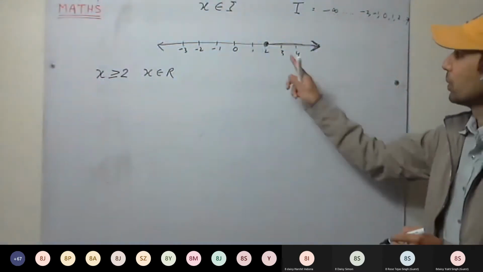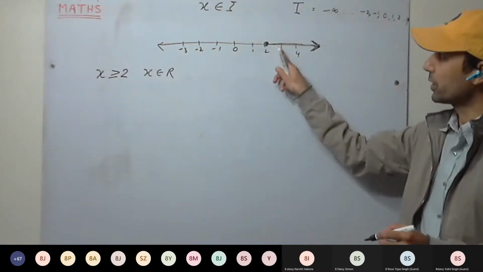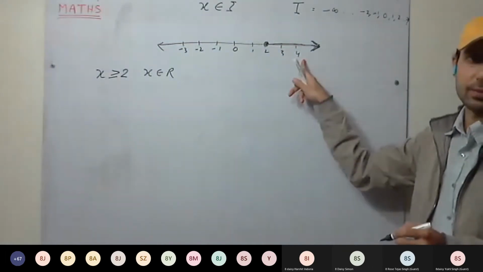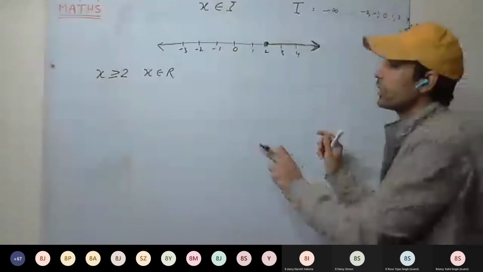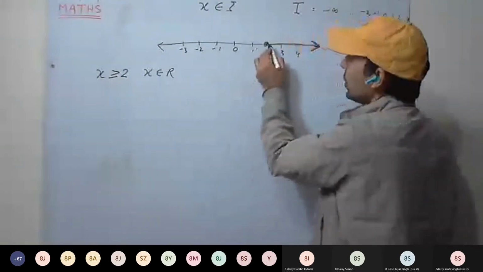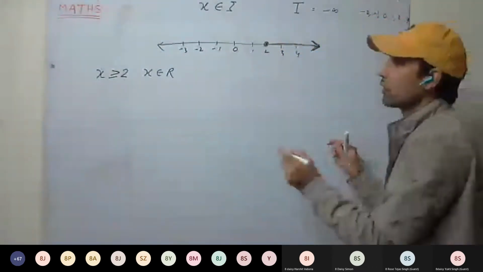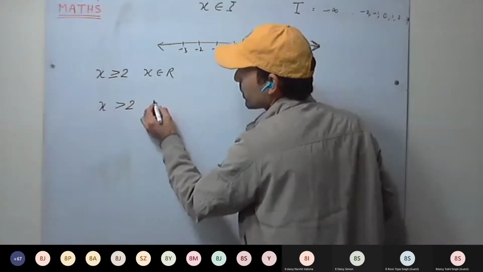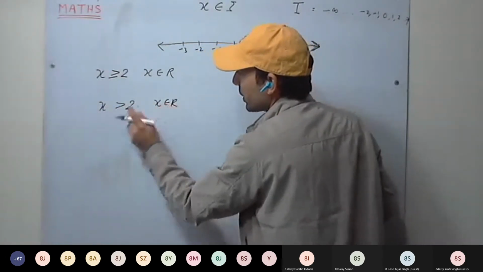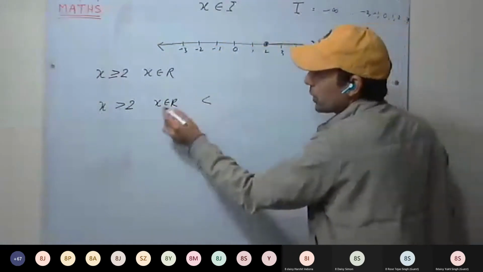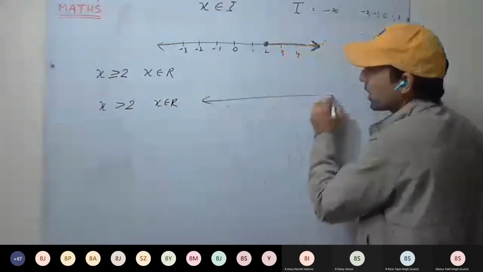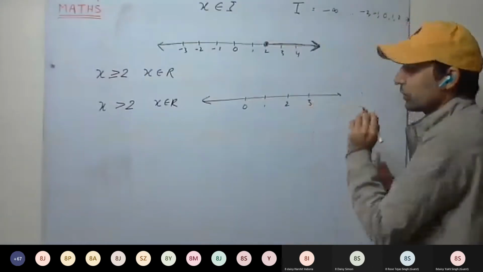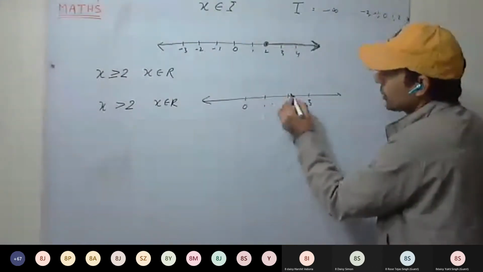Understood this one? It will include all the numbers between 2 and 3, between 3 and 4, 4 and infinity, all the numbers. If it is real numbers, all the numbers will be included. If the question is x is greater than 2 and x belongs to real numbers, this time is 2 included or not? 2 is not included. So 0, 1, 2, 3 up to infinity. This time 2 is not included.